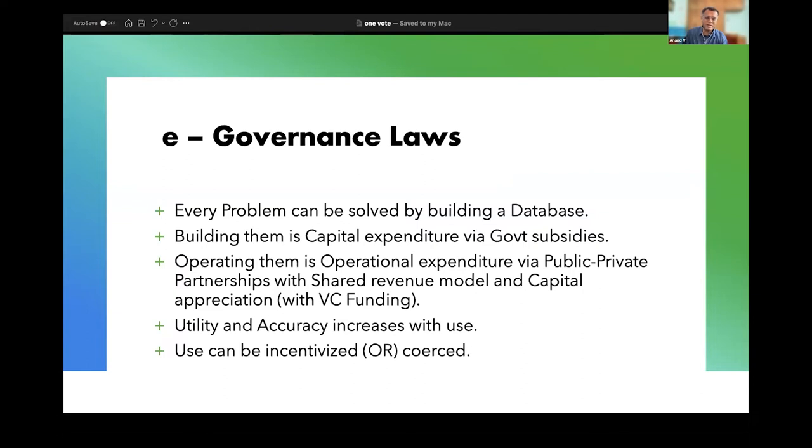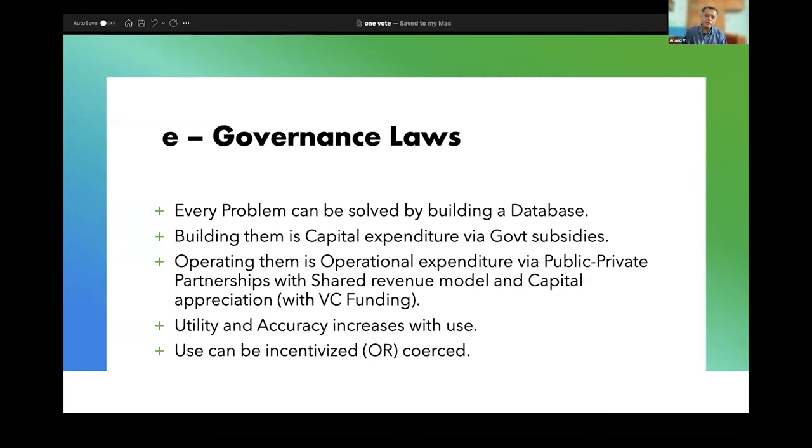So what it normally does is that it either creates a shell organization or gives it to L1 bidding and so on and so on. And no matter the operational route it takes, it is always a public-private partnership. Sometimes it's a shared revenue model, sometimes it's a fixed cost model, and sometimes with VC funding, creating a digital economy kind of a thing, et cetera, et cetera. That is how it has always been with e-governance.